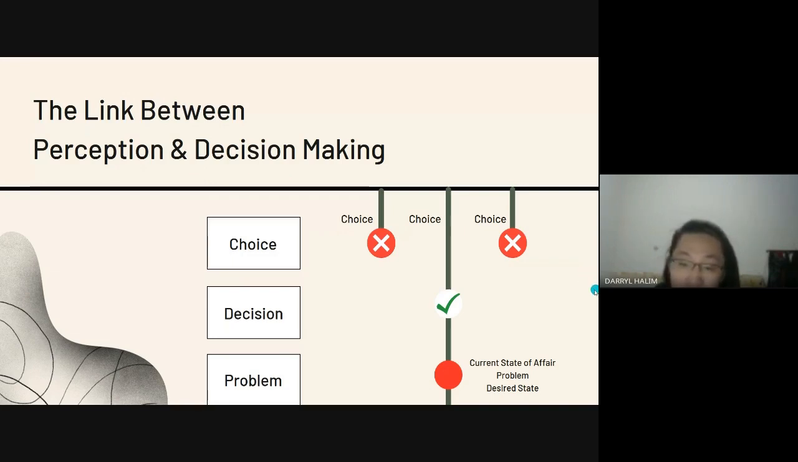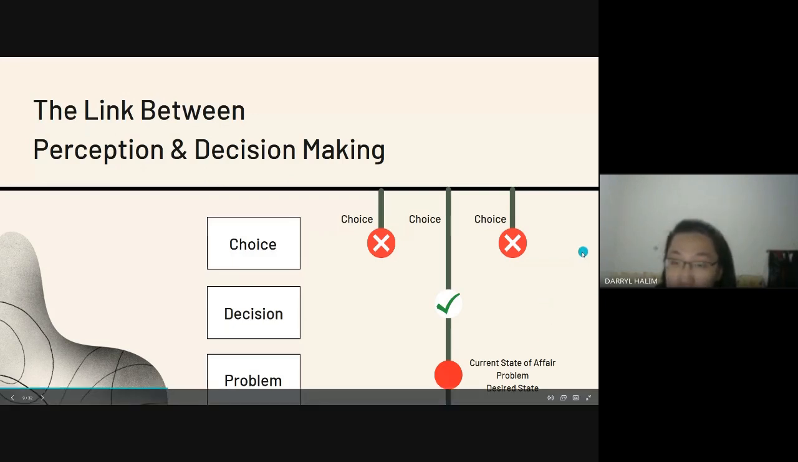Now, what is a problem? A problem is something that occurs between the current state of affairs and the desired state of affairs. So here it is.